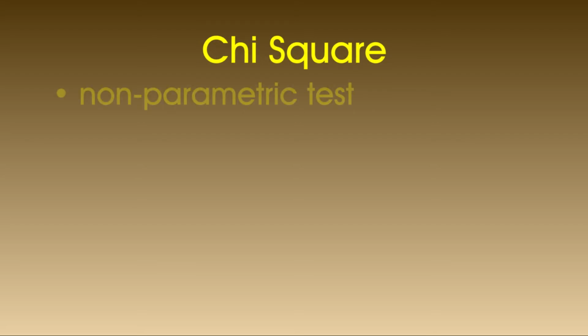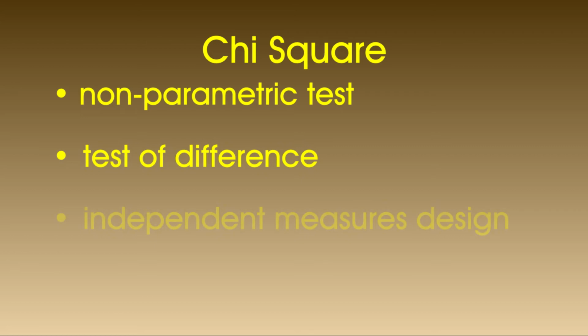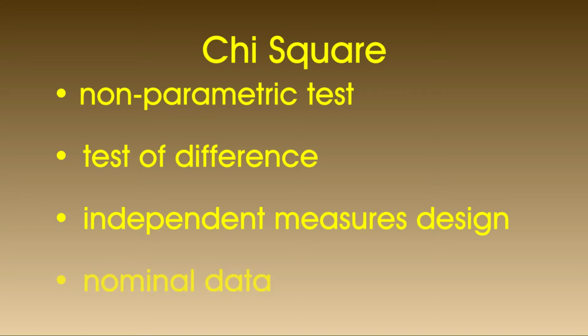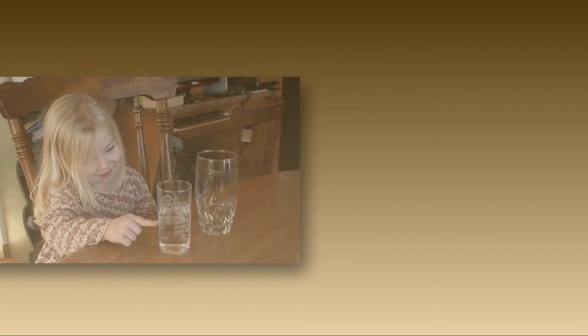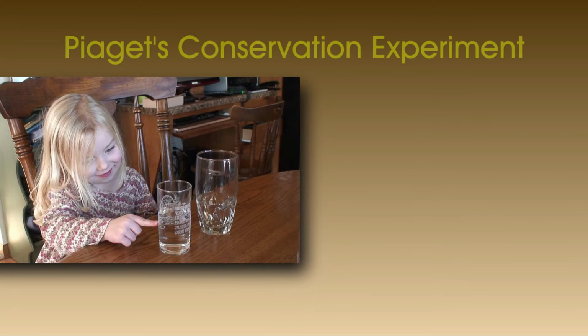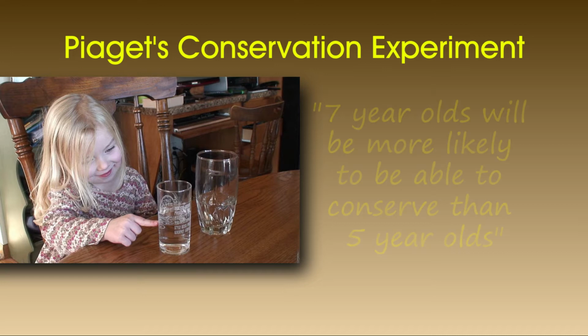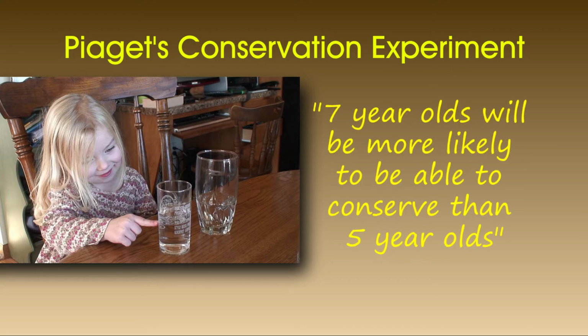Chi-square is a non-parametric test, which can be used as a test of difference with an independent measures design, or it can also be used to analyse correlations which generate nominal data. The example we're going to look at is Piaget's very famous conservation experiment. Our experimental hypothesis would be 7-year-olds will be more likely to be able to conserve than 5-year-olds.